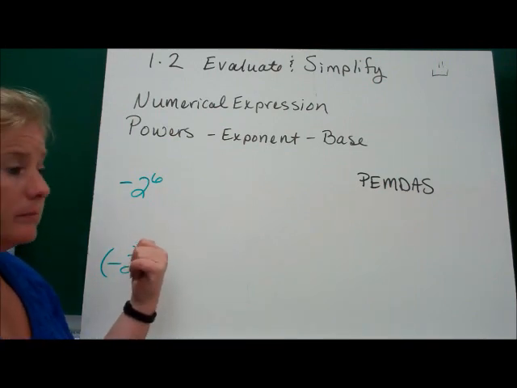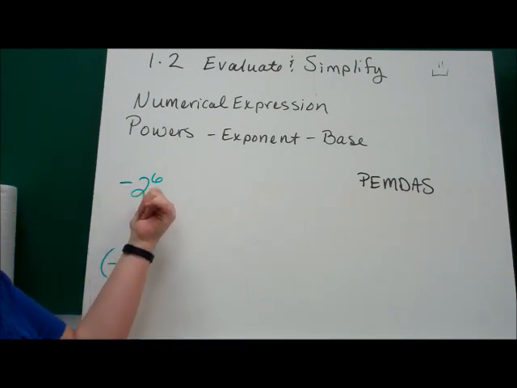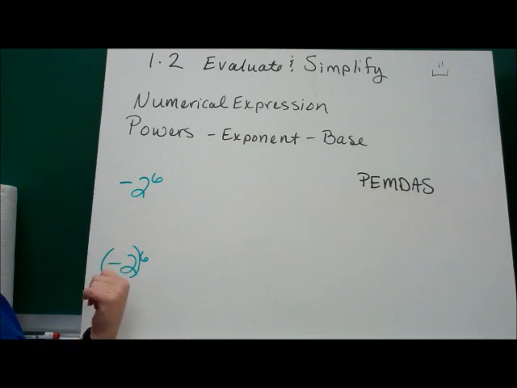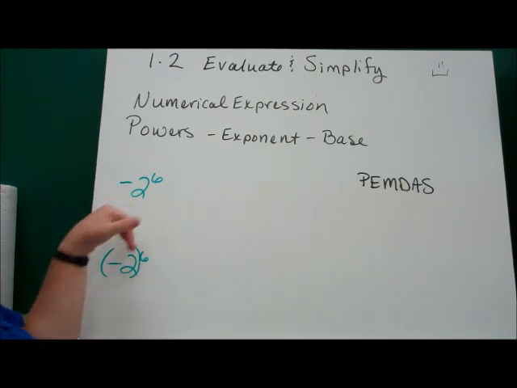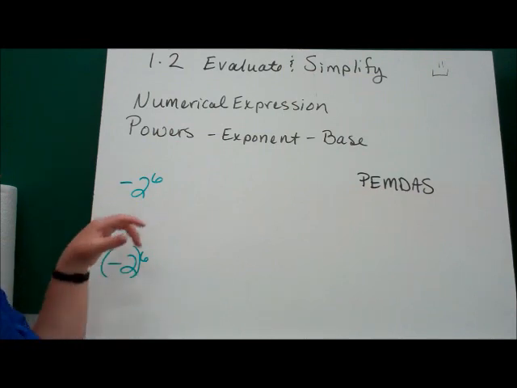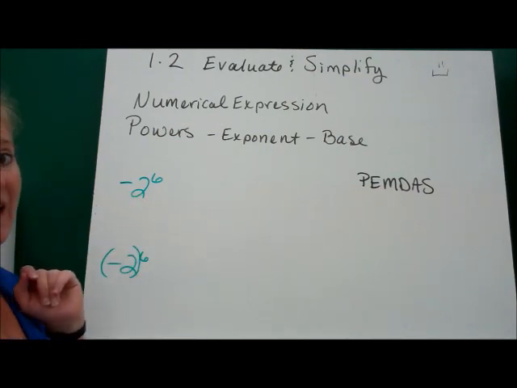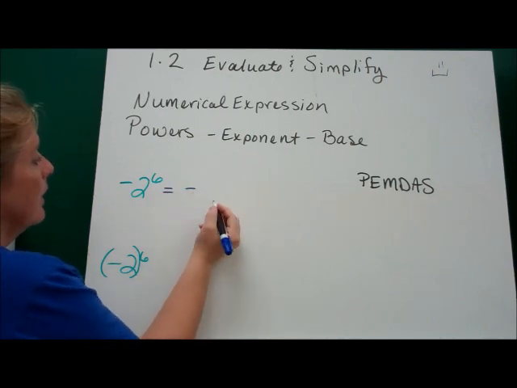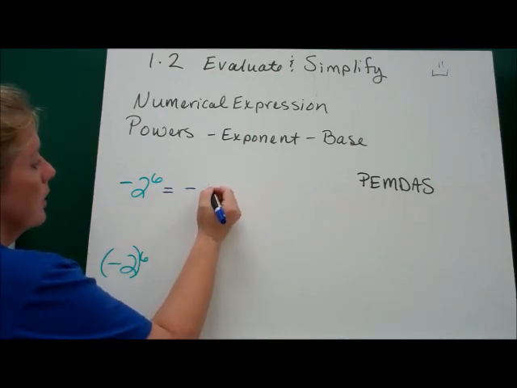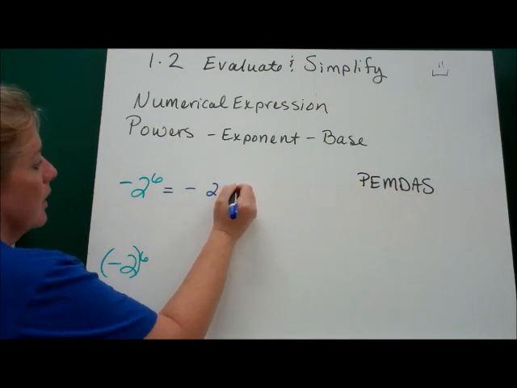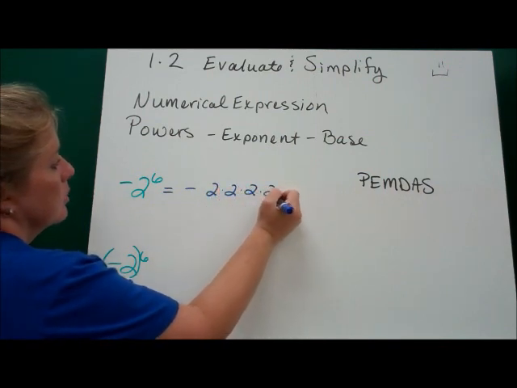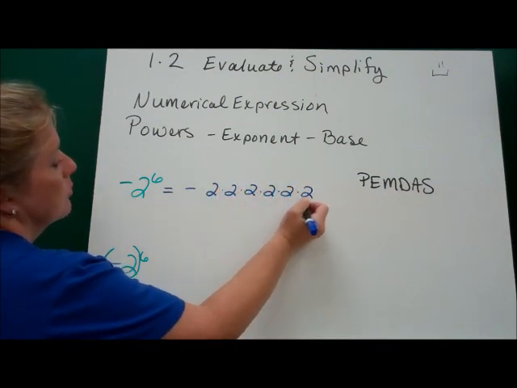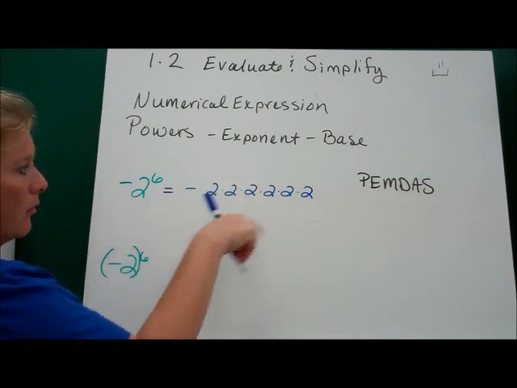Evaluating an exponent. Here I've got negative 2 to the 6th, or negative 2 to the 6th. What's the difference between these two numbers? Well, one's in parentheses, one's not in parentheses. Okay, this is going to equal the negative of 2 times 2 times 2 times 2 times 2 times 2, 6 times. Okay, the negative of that.